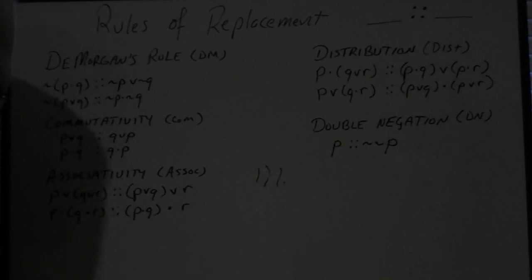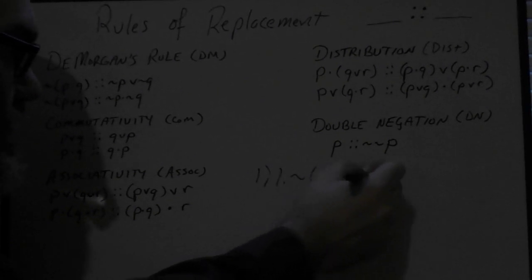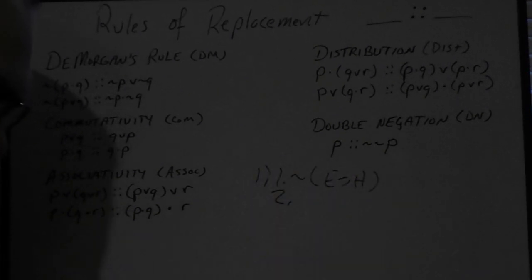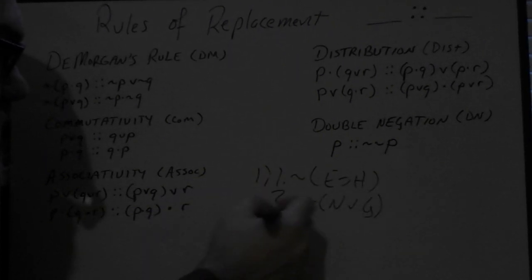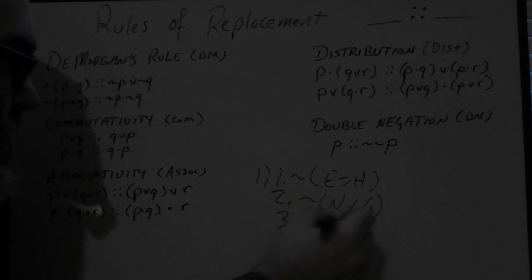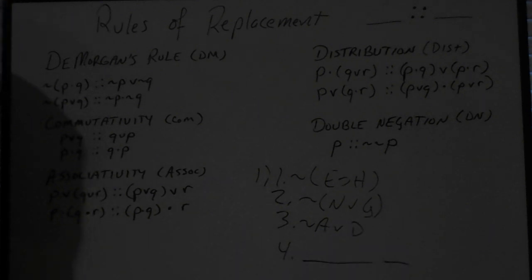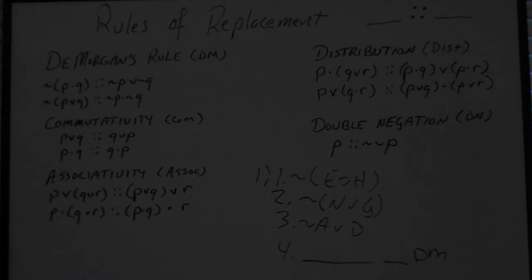It says not E, then H, not N or G, not A or D. And then line 4 is the conclusion we're trying to reach, and like the last one, they're telling you what maneuver they want you to use. So they want you to use DeMorgan's.